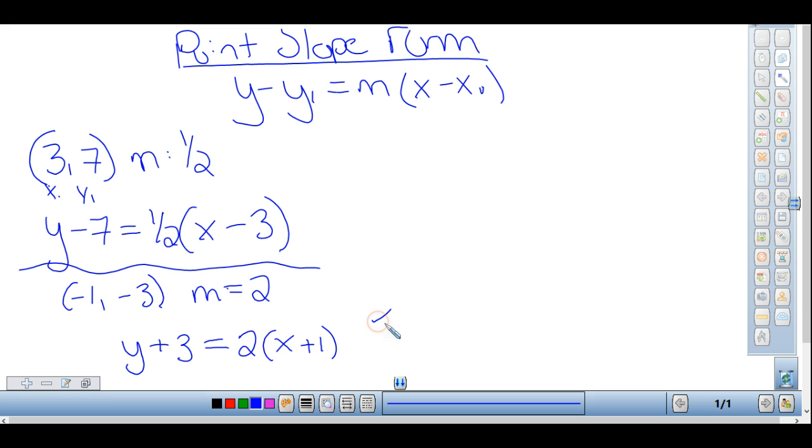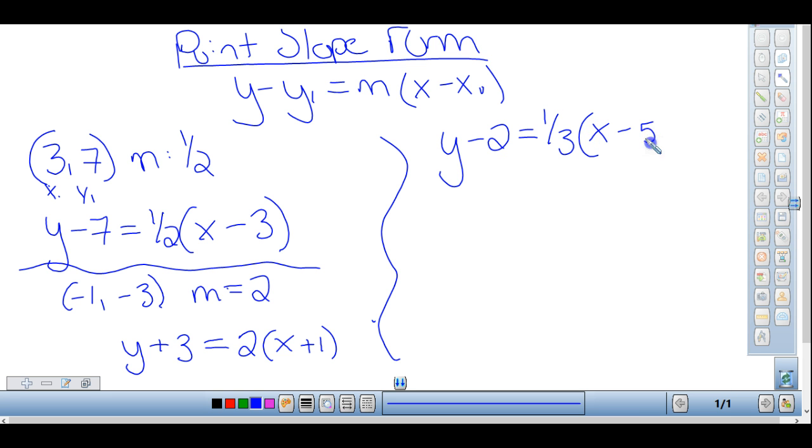Alright, so now they're going to reverse this on us a little bit. They're going to give us the equation. They're going to give us y minus 2 equals 1/3 times x minus 5, and they want to know what is the slope and what is the point. So I can say that m equals, where's my m? My m's right in front of my parentheses. So my m's 1/3.